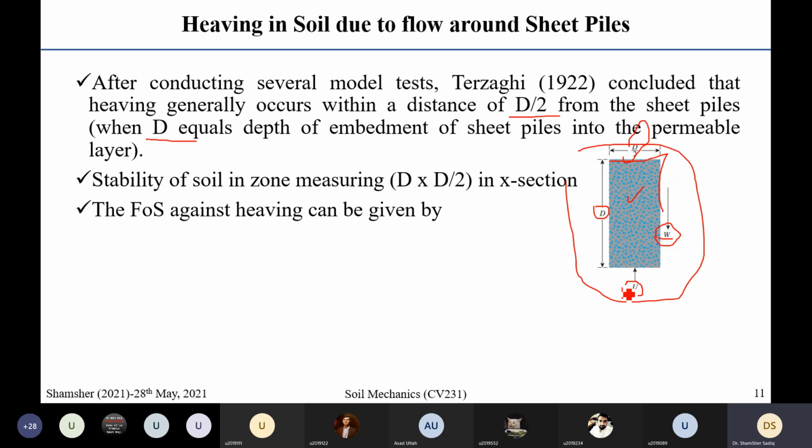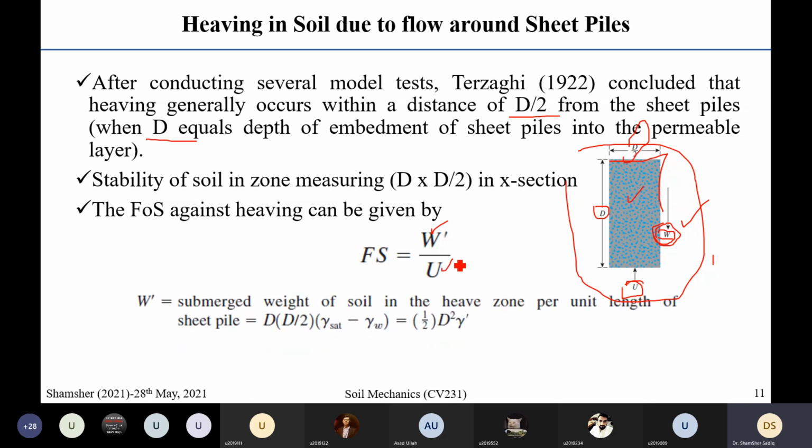Anyways, now the factor of safety against heaving can be given by, see, there is simply equilibrium of Fy. If the weight of the soil is higher than this uplift, there will be no failure. So the factor of safety is W/U. Now let's see what W is. W is the submerged weight of the soil and U is the seepage uplift force. Now how to calculate W?